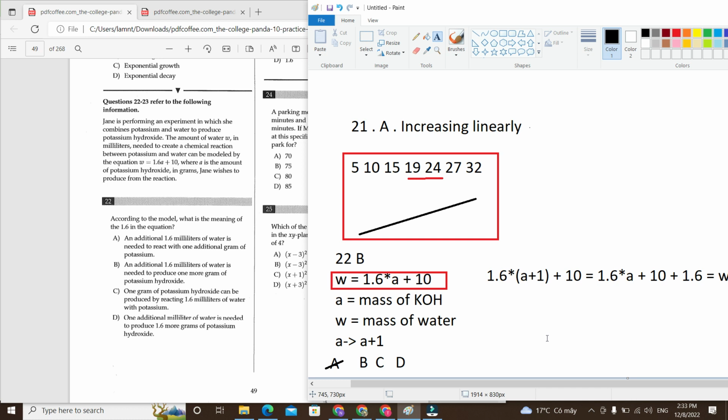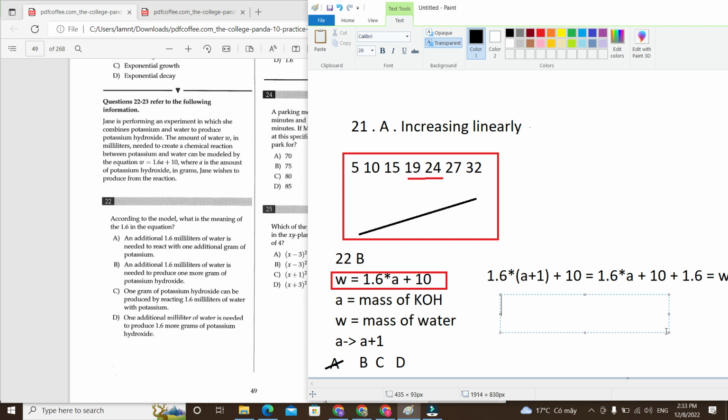So for option C, if we are reacting 1.6 milliliter of water, okay.